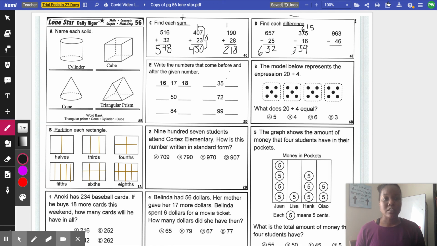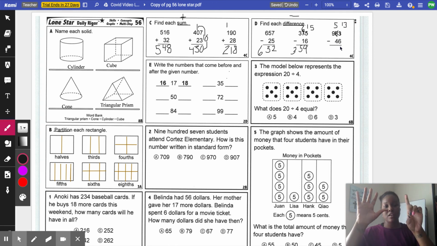Next one. All right. We have 3 take away 6. We cannot do that. We've got more on the floor, so we've got to go next door, get 10 more. I'm going to cross out my 6 in my tens place and make it a 5. And my 3 is now 13 because I got 10 more. 13 take away 6. 13, 12, 11, 10, 9, 8, 7.